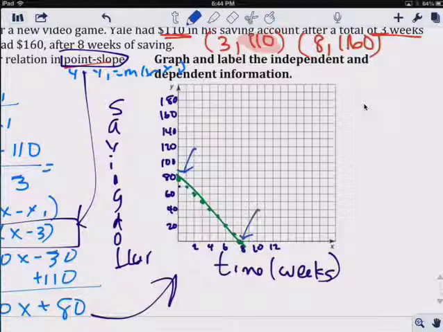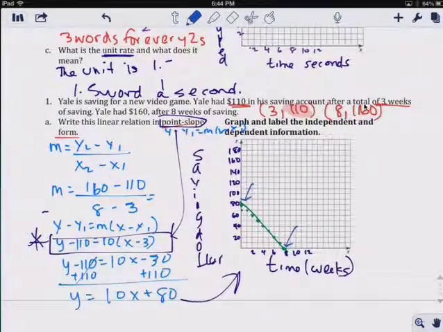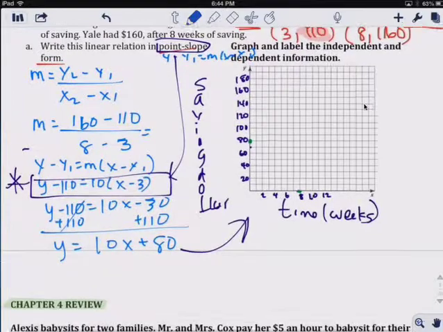This means at 8 weeks, there's $0 left in his savings account. Does that sound right? No, it does not, because he's saving, he's not spending. So I know down 10 over 1, this is wrong. Oh, Miss Wilcox is wrong again. So in this case, the slope is positive, and I said negative.